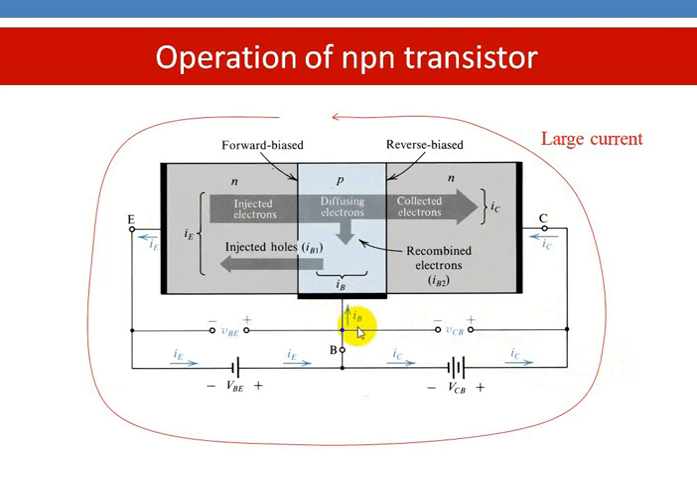If the base drive is increased, then in that case more and more electrons will be flowing in the circuit, and thereby more current will be flowing in the transistor.